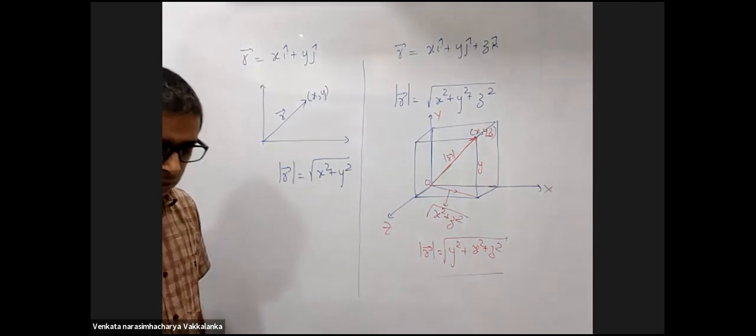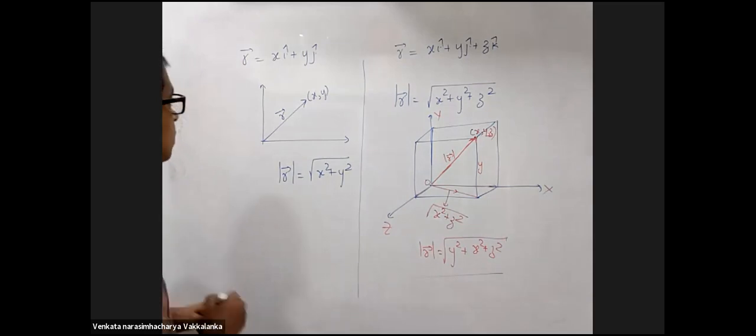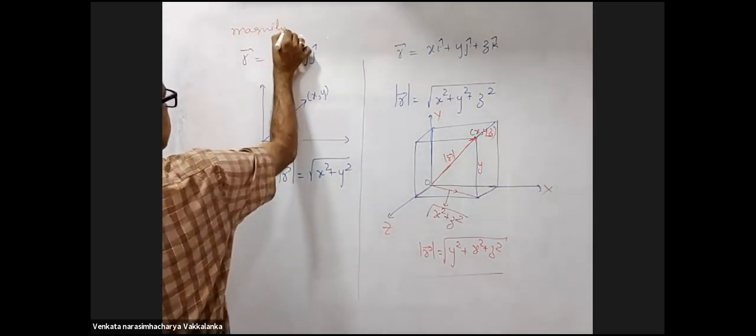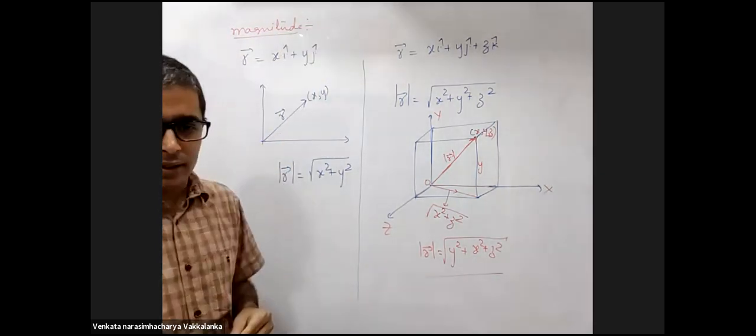Sir, what headings will we give for this? This is magnitude of the vector. Magnitude, how to calculate the magnitude of a position vector.